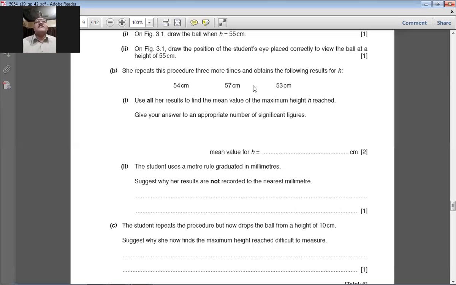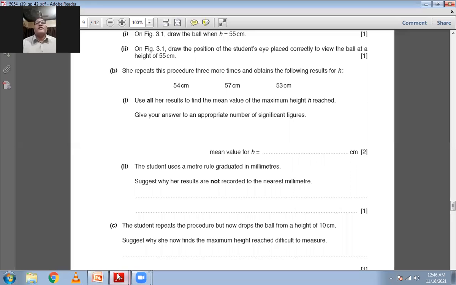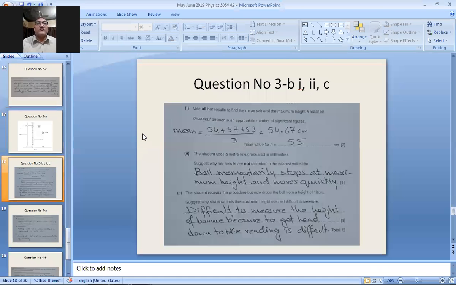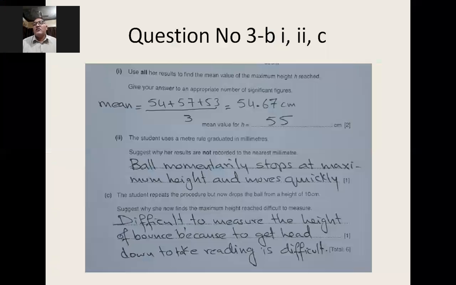So I will add these 3 values, and whatever answer I get, I will divide it by 3. So let me show you. You can see here, we will have 54 plus 57 plus 53, and divide by 3. So that will be 54.67. I will round it off to the nearest centimeter, so it will be 55 centimeter.